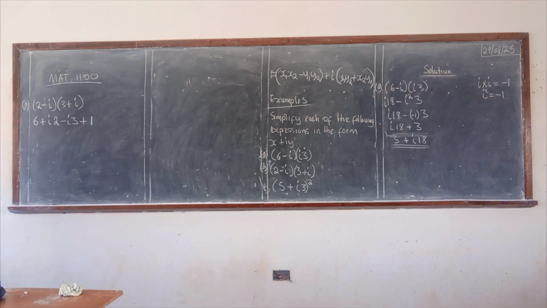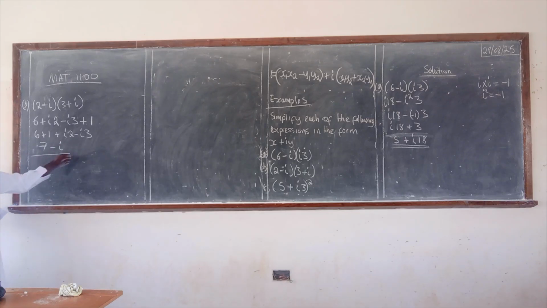Okay? So let us now try and group the like terms. We have 6 plus 1 plus i2 minus i3. This is going to give us 7. What is i2 minus i3? It's going to give us negative i. Okay?